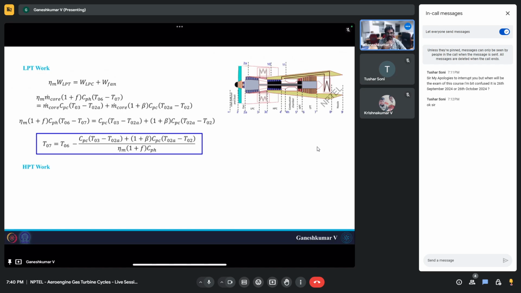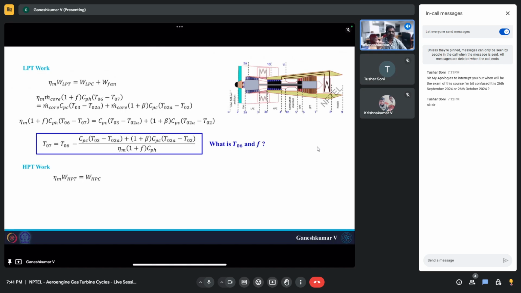What is f? We haven't found f, and also we haven't found T06, the exit temperature of the high pressure turbine. Those two things we didn't find out. So the natural instinct you will have is, let's go and find T06 and f in order to find the other two temperatures, right? So how do you find T06? That is nothing but the exit of the high pressure turbine, and the high pressure turbine runs the high pressure compressor.